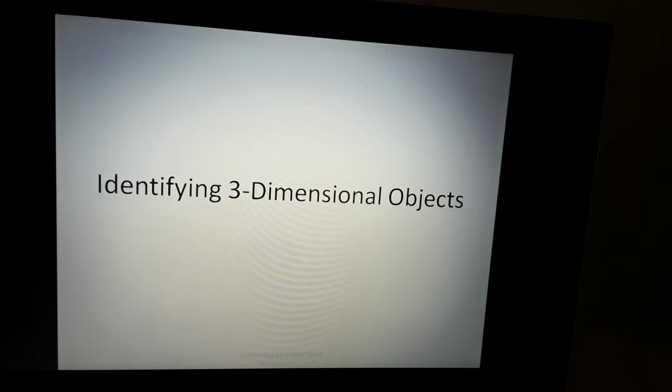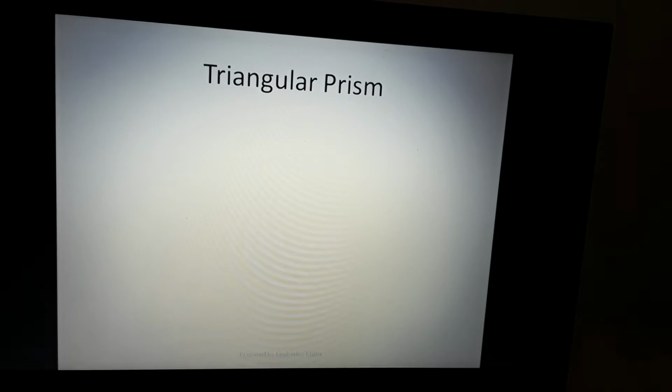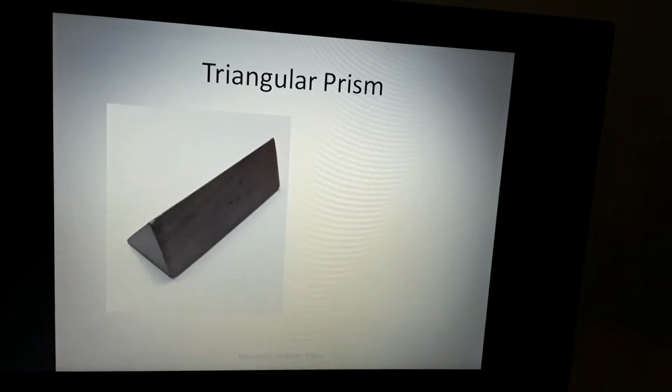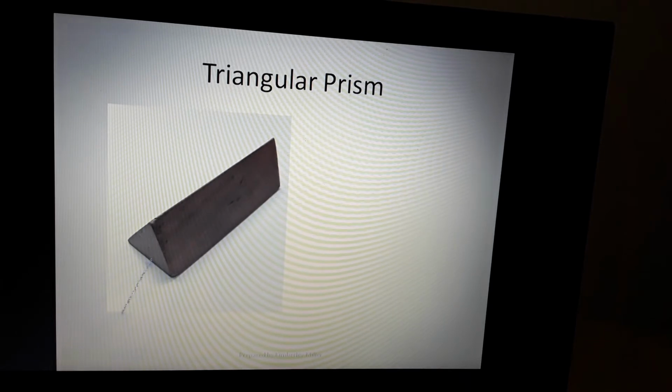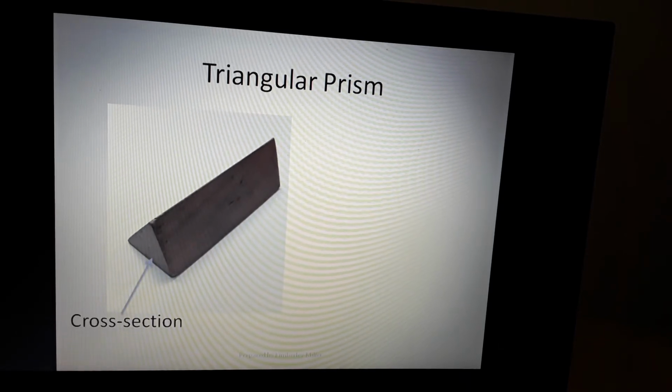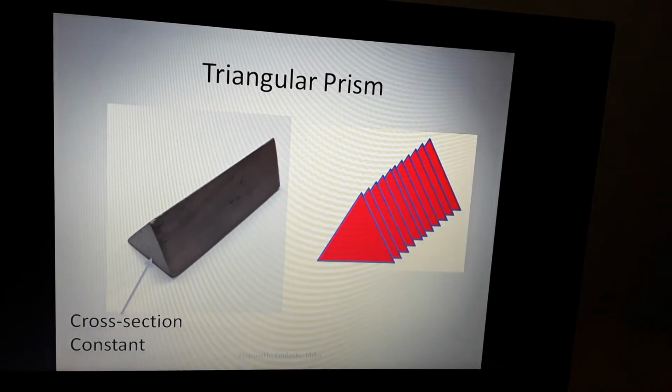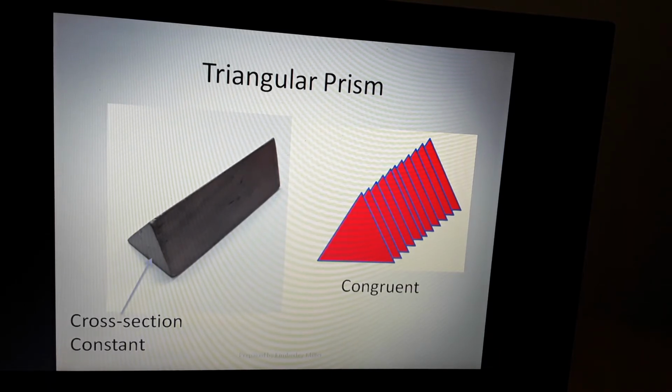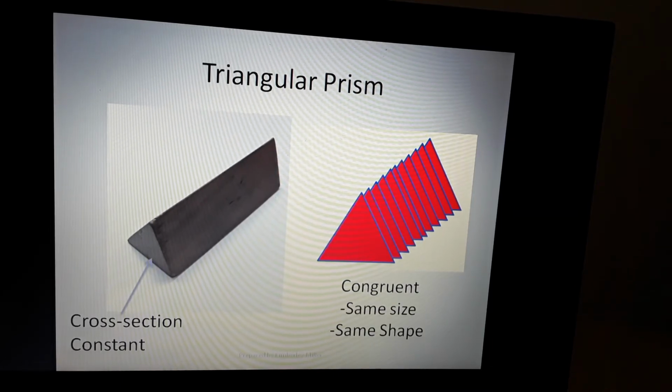The basic types of three-dimensional objects include a triangular prism. For this triangular prism, the cross-section is a triangle, and the cross-section is constant. It is constant because if you cut along the length of this triangular prism, the shape that you obtain on each slice will be congruent. They will be the same size and same shape.